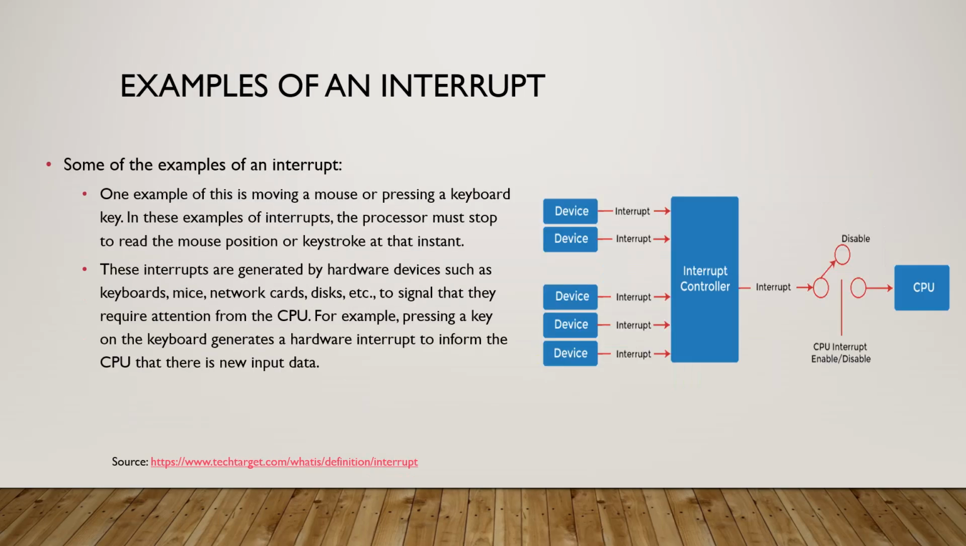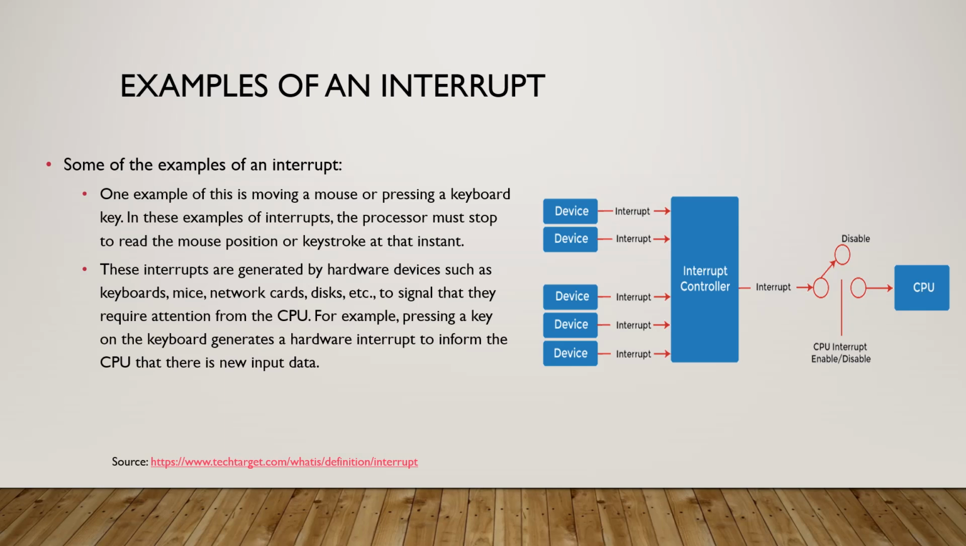So let's go to examples of an interrupt. We put one diagram just to give a little understanding of the interrupt. One key example can be moving the mouse or pressing a keyboard key. As I mentioned in our first slide, when any interruption occurs on the operating system, the system will send the main focus to that interrupt. The processor must stop to read the mouse position or keystroke at that instant. That means the interrupt will determine which is most important and what the system needs to pay attention to.